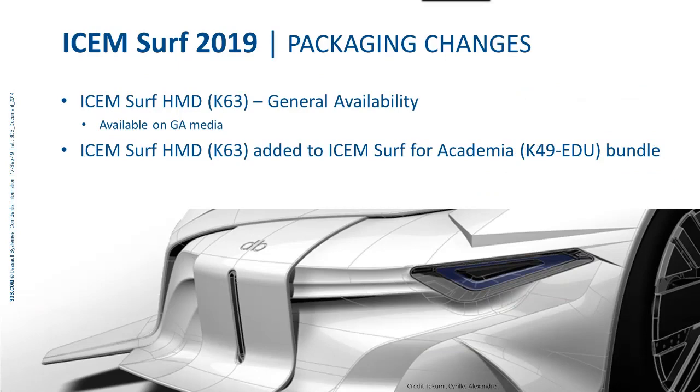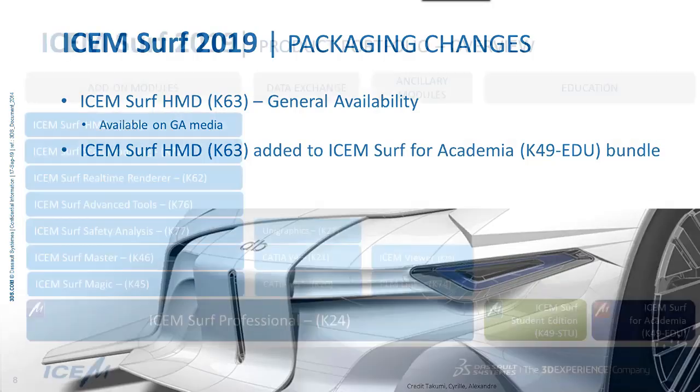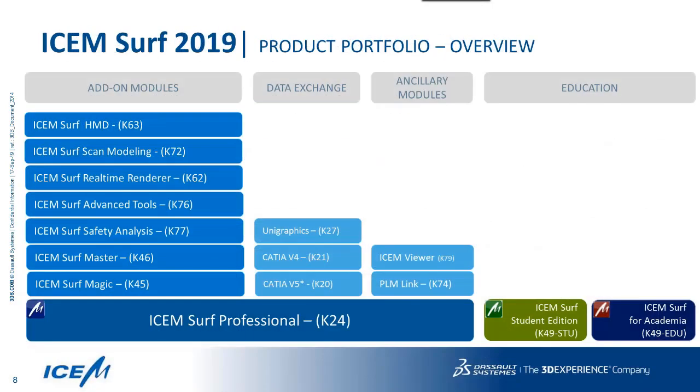The big change for packaging is that Icem Surf HMD is no longer controlled availability, it is now general availability. That basically means it's supplied on the GA media that everybody gets. And it's also included in Icem Surf for Academia. These are the different modules of Icem Surf. No big changes here, but you can see that Icem Surf HMD is GA, which stands for general availability.